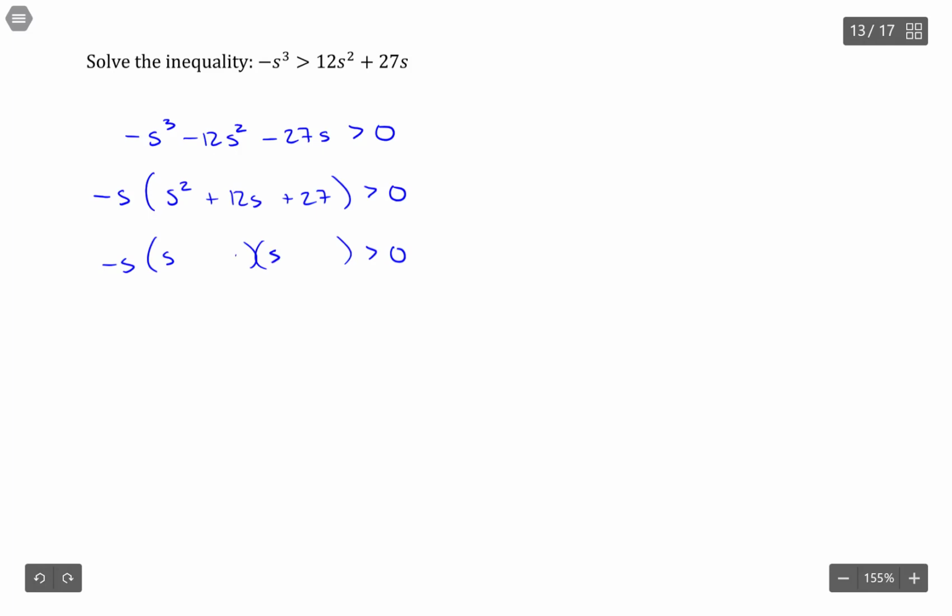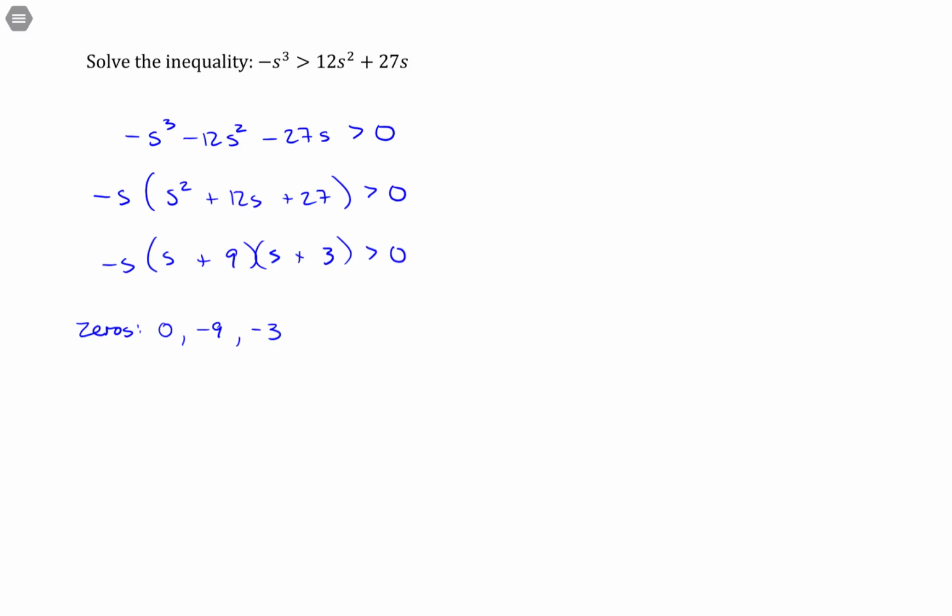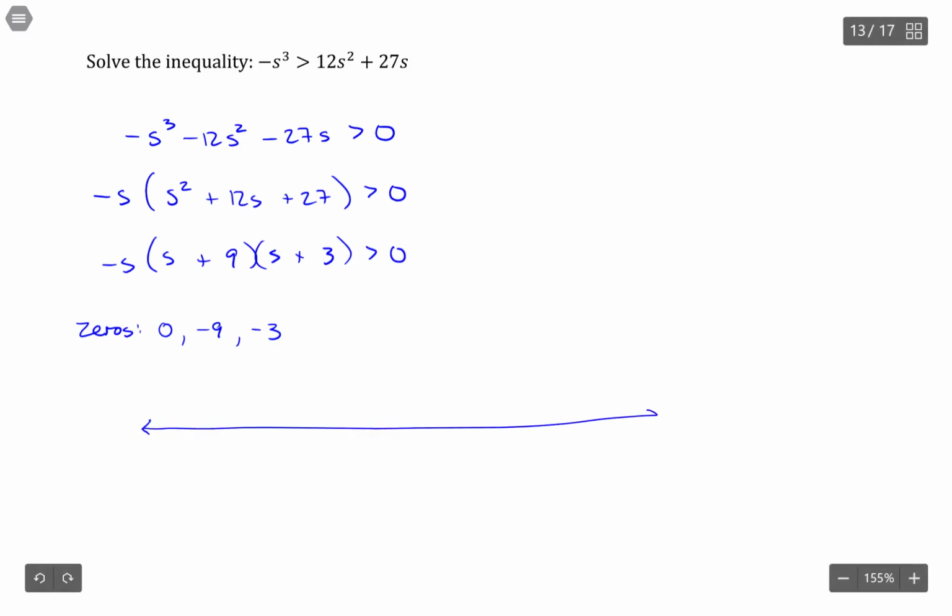So s and s, then 9 and 3 multiply to 27, and if they're both positive, they will add up to 12. So that means the zeros of this polynomial are the values 0 itself, because of this first factor, negative 9, because I just set s plus 9 equals to 0 and solve, and negative 3. Now I put these zeros on a number line and do so in increasing order. So negative 9 needs to go first, then negative 3, and then 0.